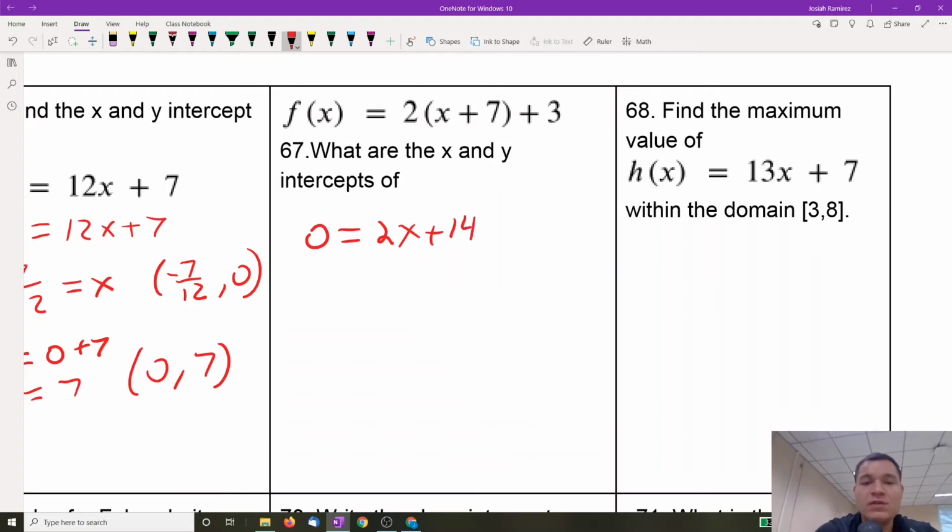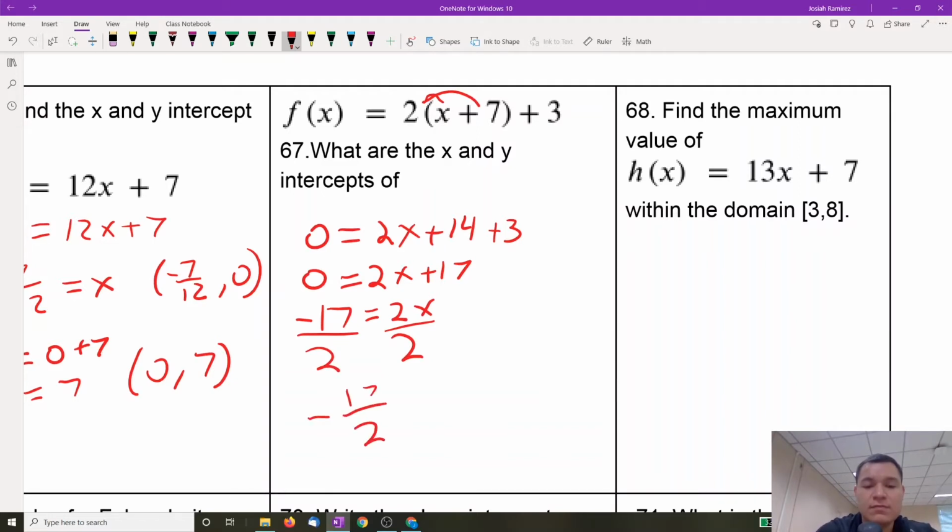I'll distribute the 2. We'll simplify the 3 and the 14. Subtract the 17. Divide by 2. That was the x-intercept.